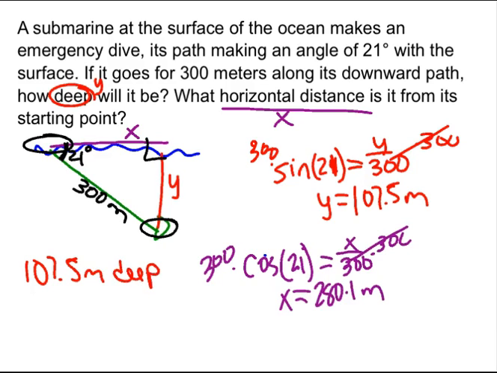Okay, and then what is the horizontal distance from its starting point? I identified cosine as the function I wanted to use. Cosine of 21 equals x over 300. Multiply both sides by 300, and x came up to be 280.1.